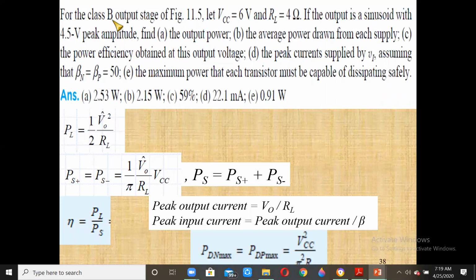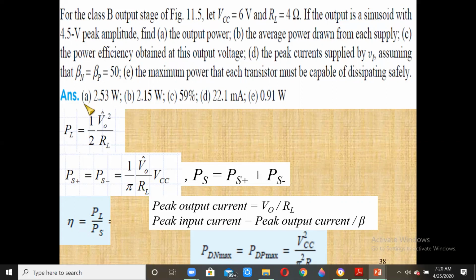Now let us take another example for a class B output stage of the figure, whatever is given. Let VCC be equal to 6 volts, RL equal to 4 ohms, and the output is 4.5 volts peak amplitude. So peak amplitude is given, so definitely the RMS value will be divided by root 2, and correspondingly we should take the value. Find the output power, the average power drawn from each supply, the power efficiency obtained at this output voltage, the peak current supplied by Vi, assuming that beta N is equal to beta P equal to 50, and the maximum power that each transistor must be capable of dissipating safely.